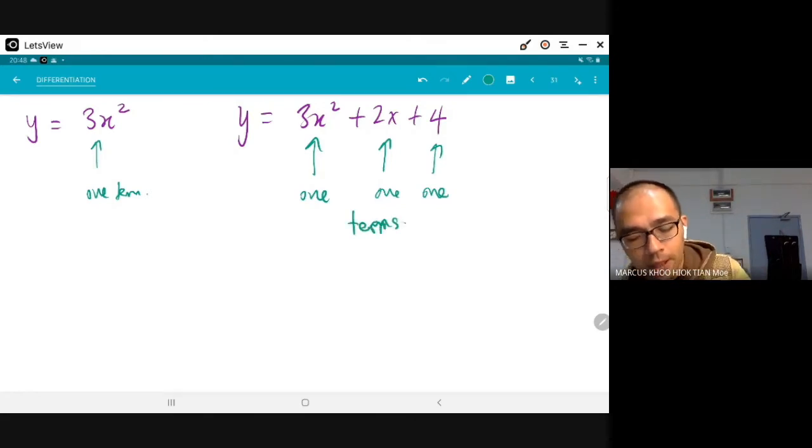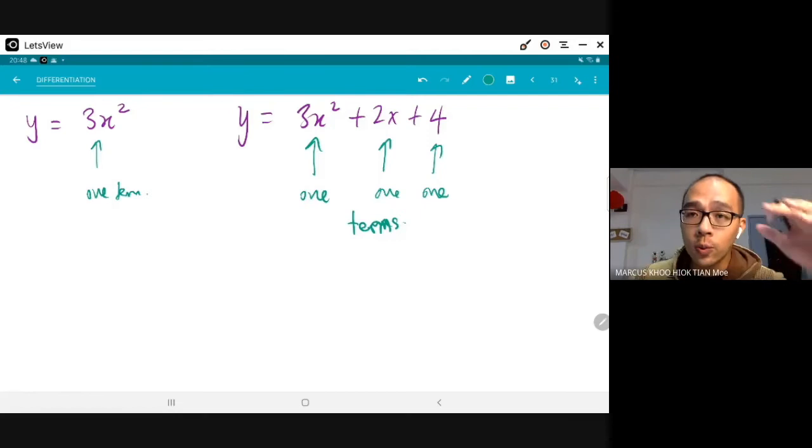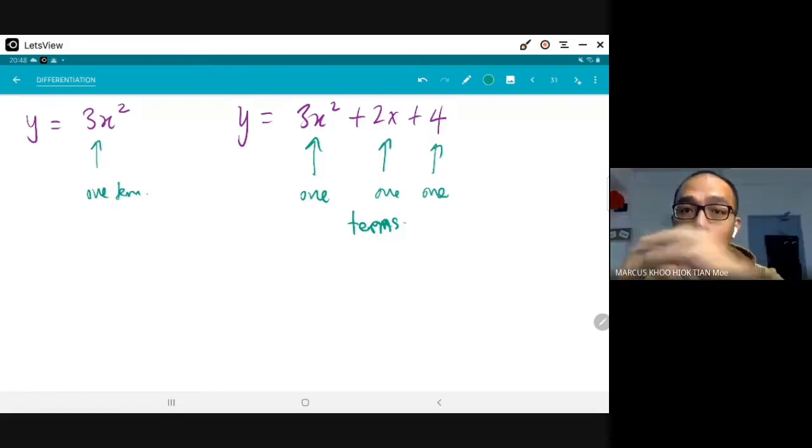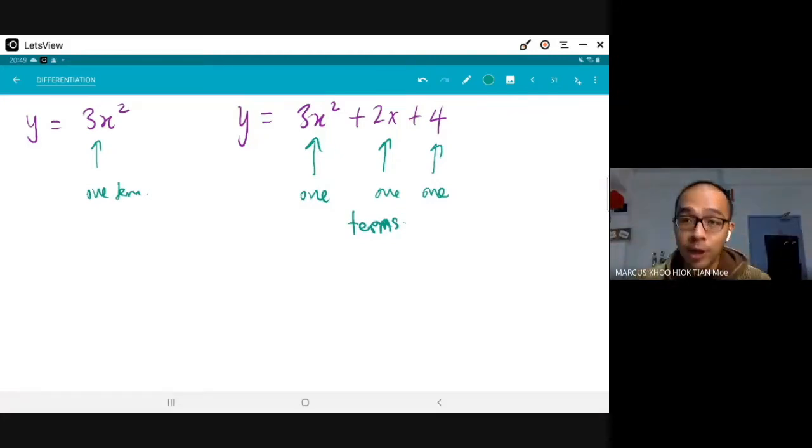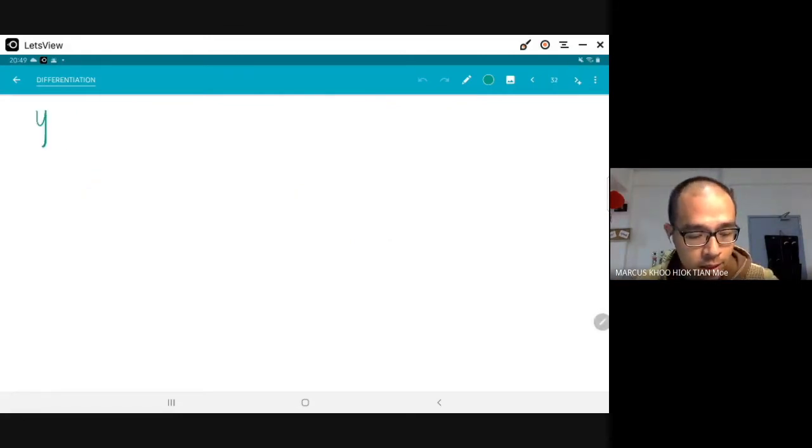So what do you do when a function or an equation has more than one term and you want to differentiate it? Doesn't matter. Do it separately and then combine them together in the end. Let me give you an example. Same example as just now: 3x squared plus 2x plus 4.